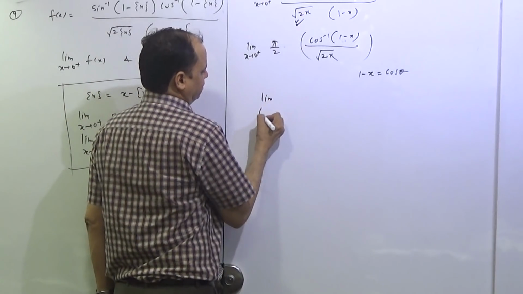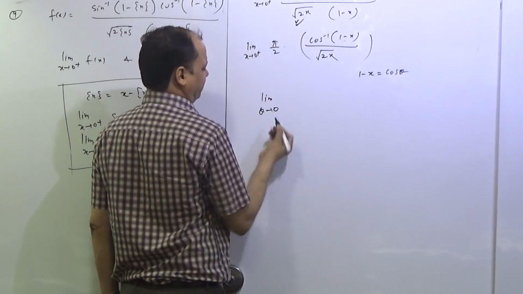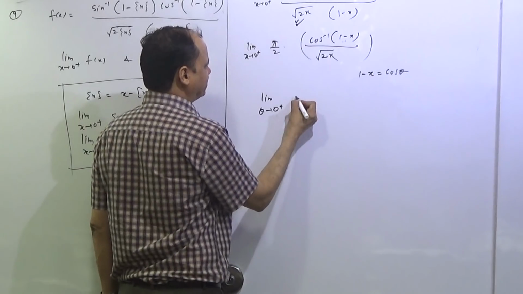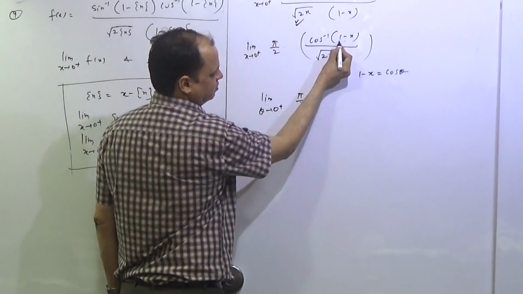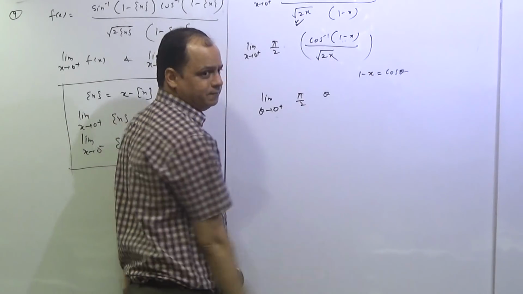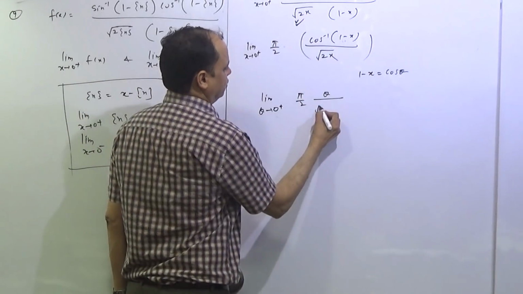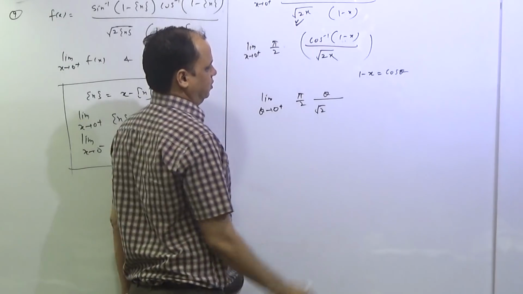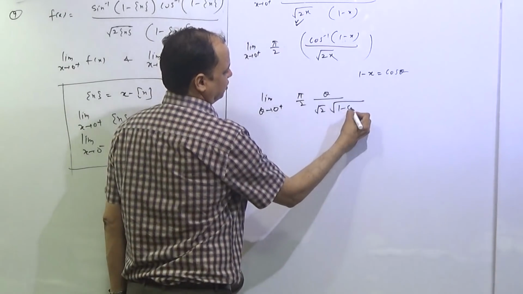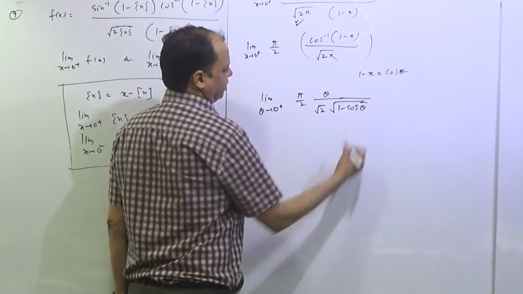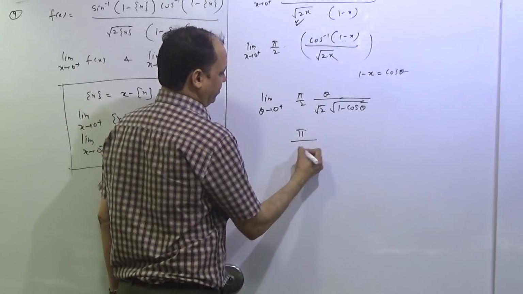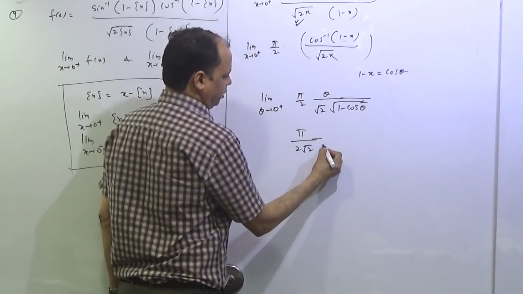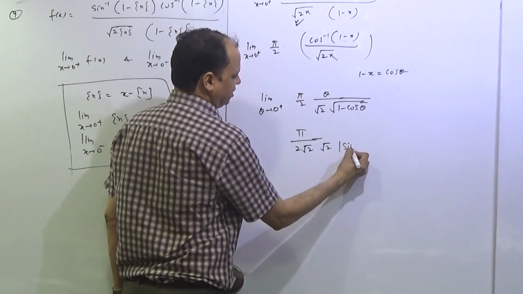Limit theta tends to 0, theta times pi by 2, cos inverse of cos theta, since it becomes 1 minus x, right? This becomes theta divided by root 2 times root of 1 minus cos theta, and under root, 1 minus cos theta is 2 sin square theta by 2. What do we get? Pi by 2 into root 2 into root 2 mod sin theta by 2.